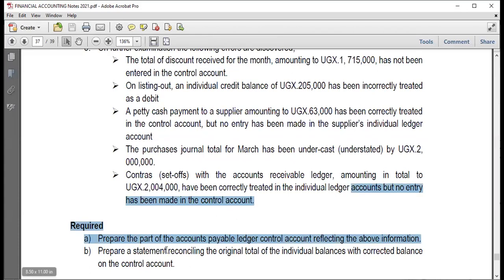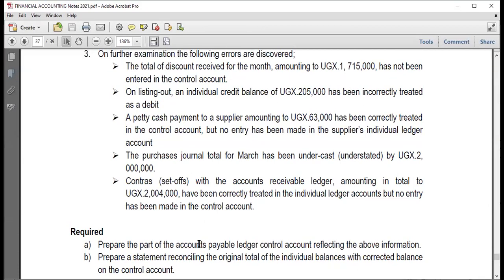So then they're asking us, required: prepare the accounts payable ledger control account reflecting the above information. And then they want us to prepare a statement reconciling the original total of the individual balances with the corrected balance of the control account.